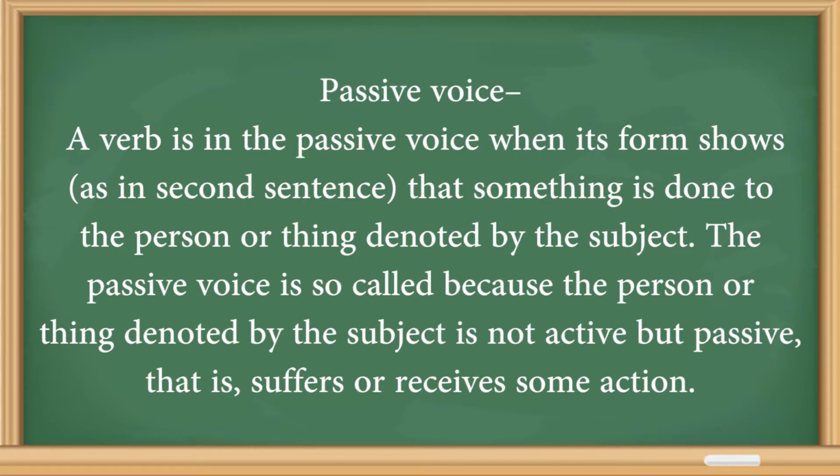Passive voice. A verb is in the passive voice when its form shows, as in the second sentence, that something is done to the person or thing denoted by the subject. The passive voice is so called because the person or thing denoted by the subject is not active but passive, that is, suffers or receives some action.